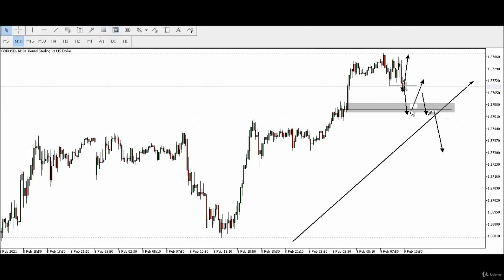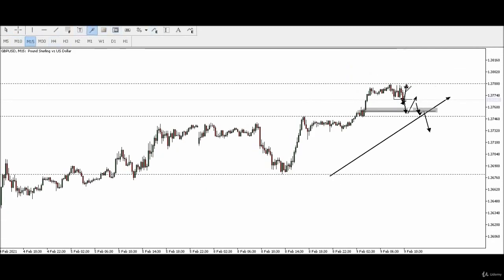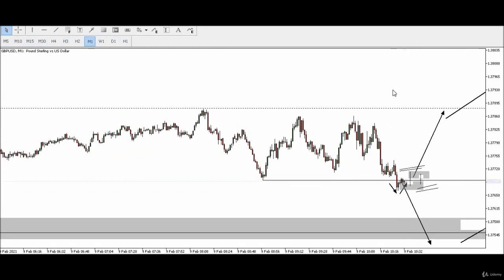So it depends if the market comes back or retests the line, and the same in the opposite way. So if it breaks, retests, we are looking for buys, and if it comes back, we are looking for sells, and so on and so on. It's very simple, and yeah, that's it for this pair, and see you in the next analysis.